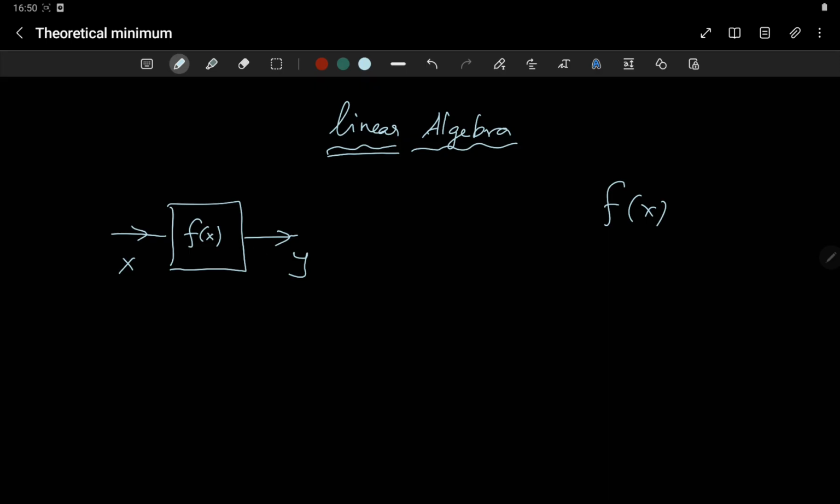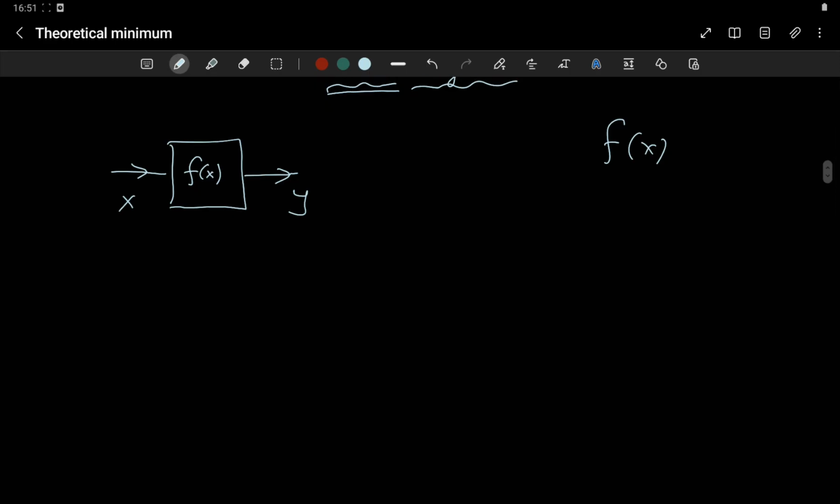Now this function is a general function. It could be either linear or non-linear. When can I say linear and when can I say non-linear? I can say linear if it satisfies two properties. So what are those two properties? One is f of x1 plus x2 is equal to f of x1 plus f of x2.